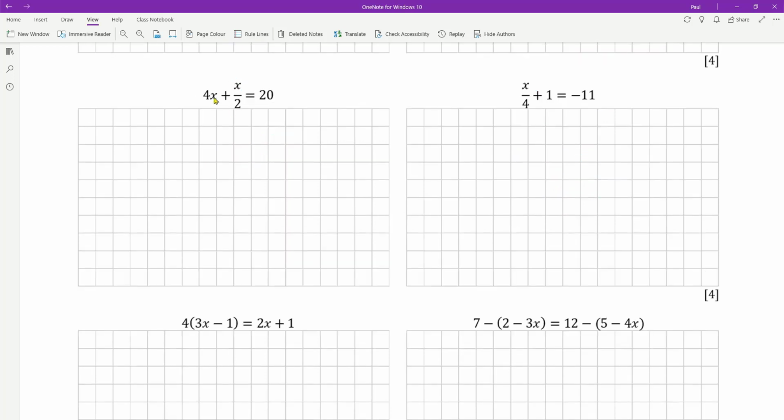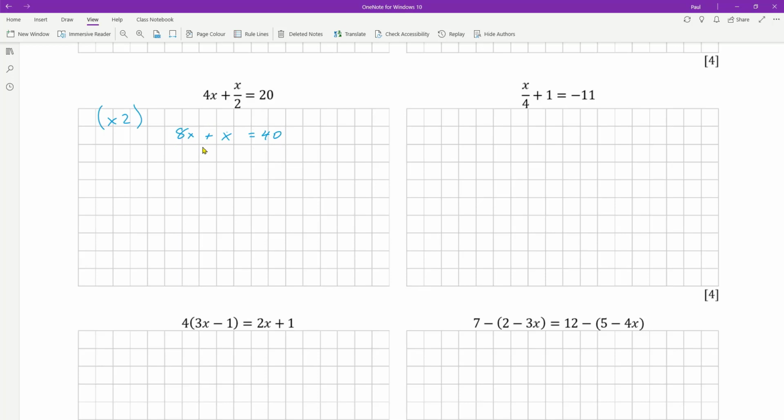So when you have whole numbers and a fraction, the easiest way is to multiply the whole lot by 2 to get rid of any fractions. If I times this by 2, it's going to equal x, because the 2s cancel out. So I'm going to times everything by 2. So 4 2s are 8x, plus x is equal to 20 times 2, which is 40.